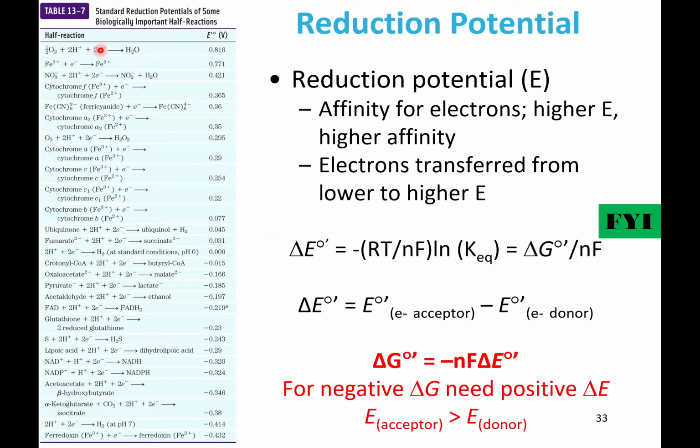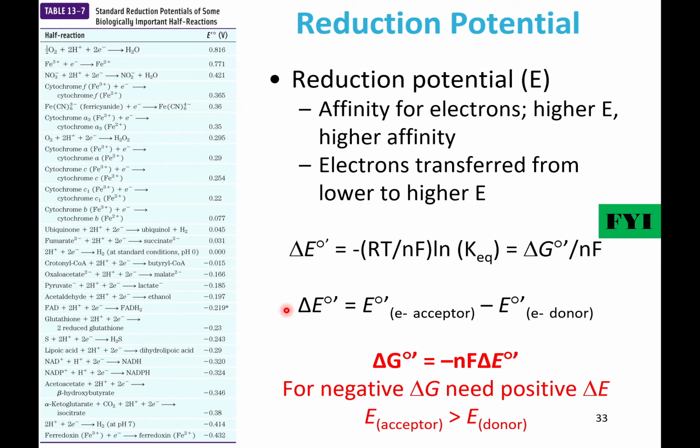And then the ultimate electron acceptor is going to be oxygen, O2, in this chain. And that's what's shown here. It's the highest thing on this list. Okay. You can write a delta E in terms of delta G and the number of electrons transferred and a constant. And this is what we refer to as the Nernst equation.